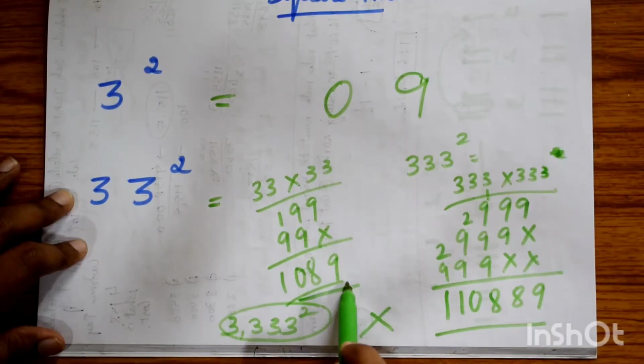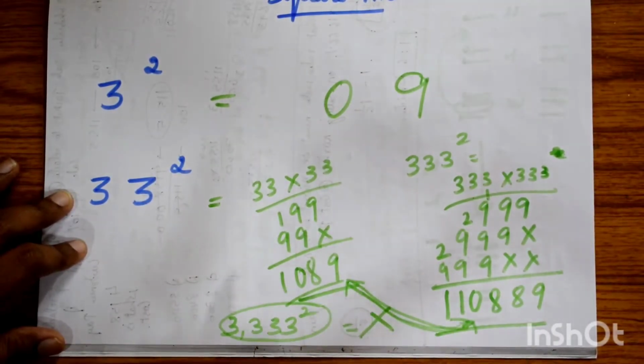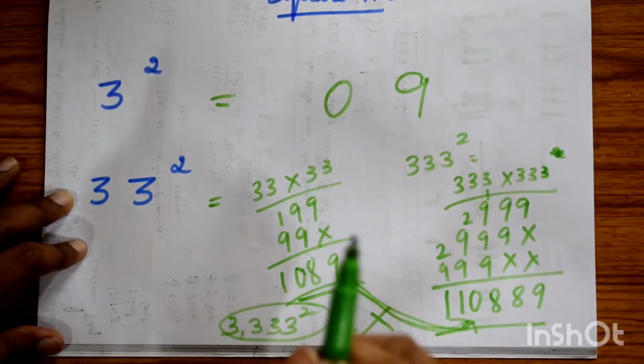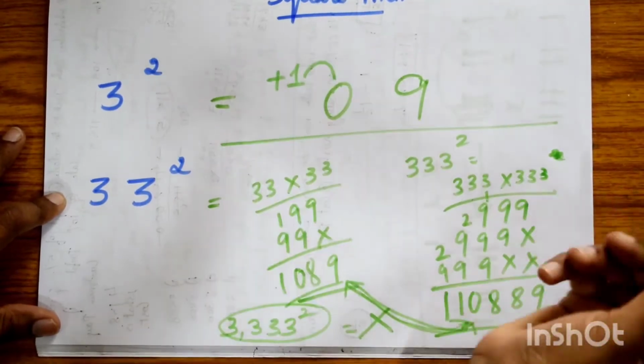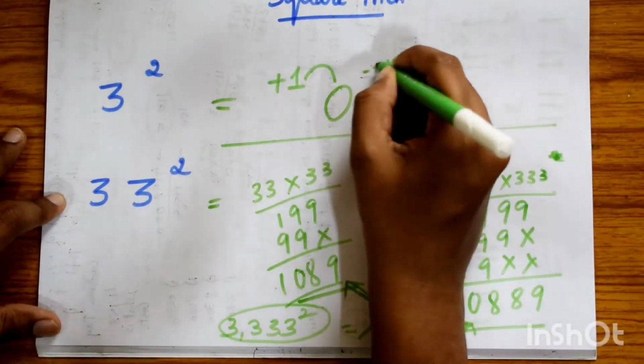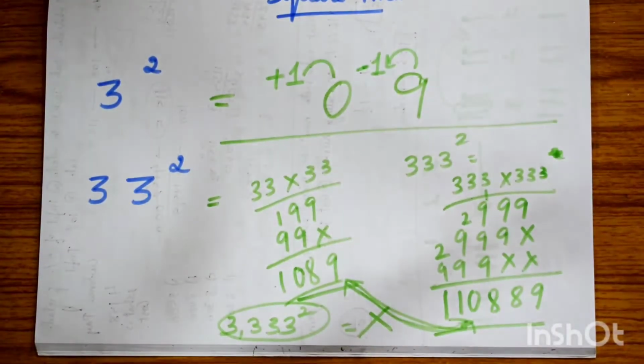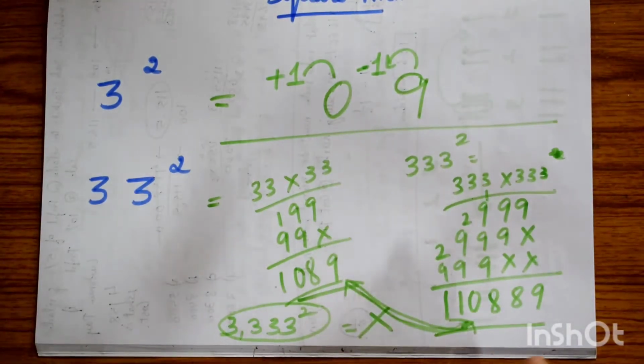If you see these two numbers, 1089 and 110889, I think you will see some similarities. Okay, the numbers are repeating. Is it repeating in a pattern? Definitely yes. Plus 1 and minus 1, we will get the answer for 33 square.